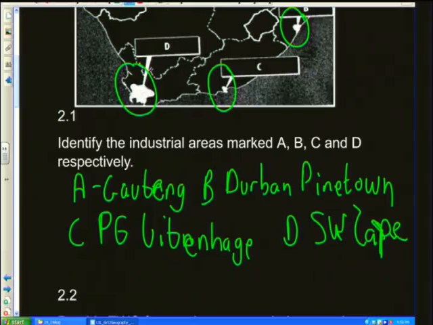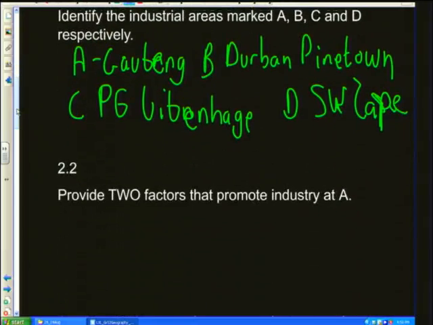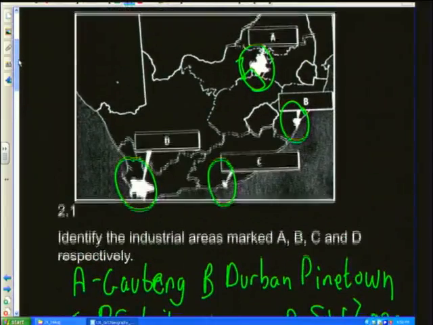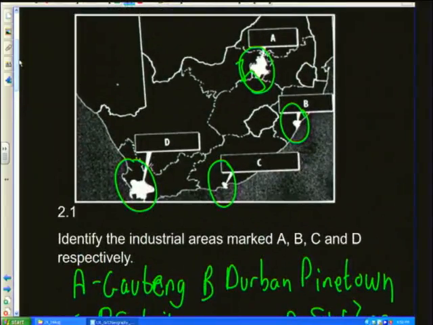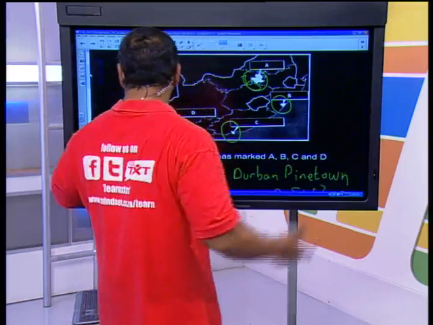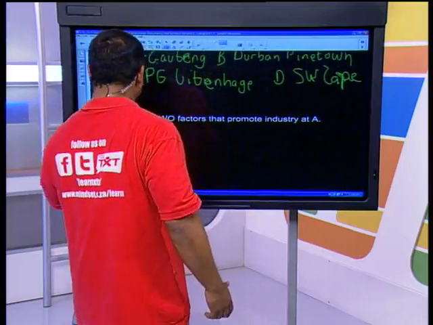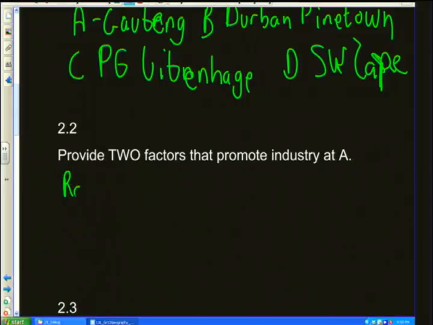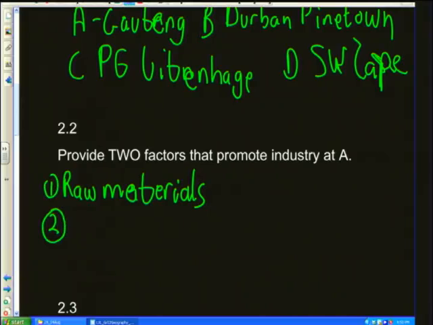Let's look at the next question. Can you see these are easy? State 2 factors that promote industries at A. And you know that already, learners. The 2 factors, anything. Number 1, raw materials. You know it already. We have a surplus of raw materials here. We actually also export the raw materials from this area. Number 2, we have a market. Few million people, 7 million people in one area.